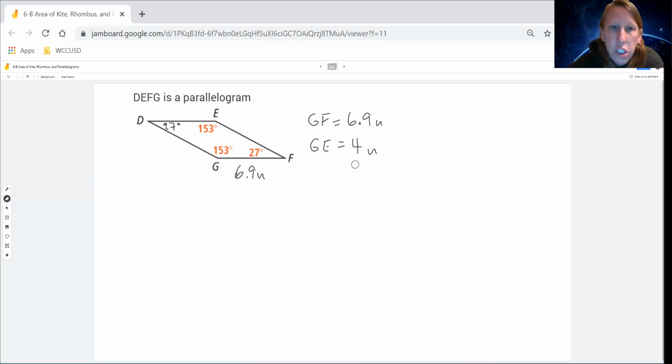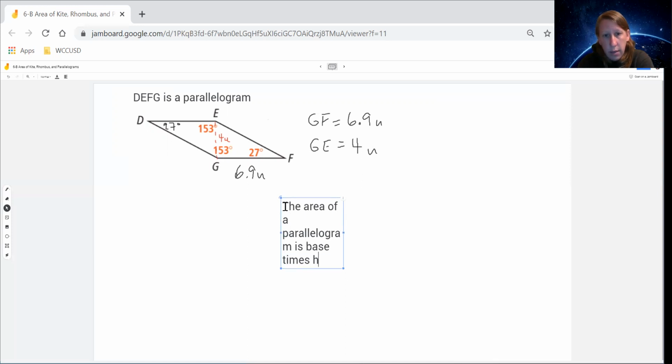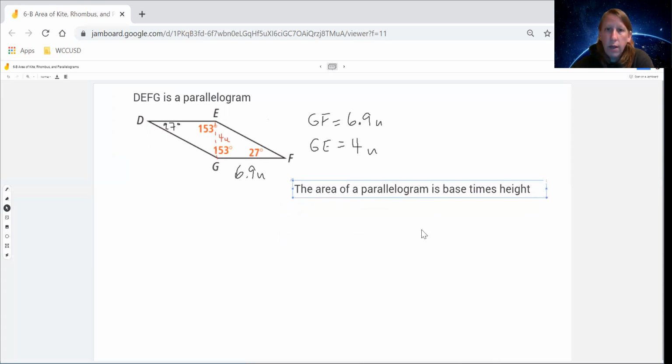What we have here is GE. And I'll use my red right here. So from G to E is 4 units. Okay, from G to E is 4 units. So how do I find the area of this parallelogram? The area of a parallelogram is base times height. How would I write that with the math?